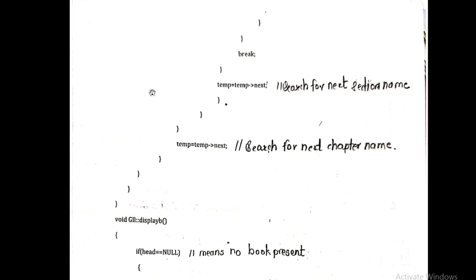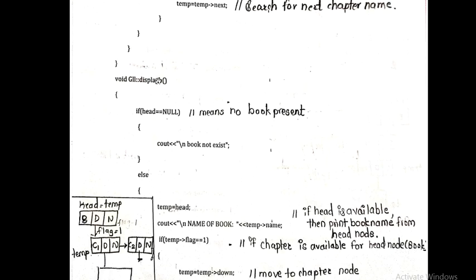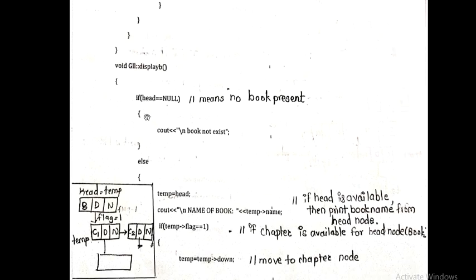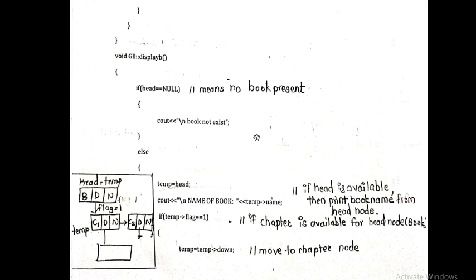So in this way we have seen the insertion of the different nodes like book, chapters, section, subsection. Now after this we have to display our tree. So how are we going to display that? Let's see. While displaying the book node, we check if my head node is equal to null, so there is no book present, and this message we are going to display.